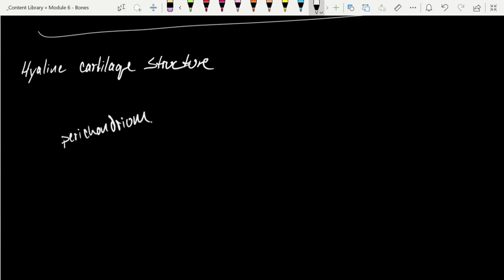Interesting that the perichondrium is absent in articular cartilage, like we were showing on the knee, but it will be present in the hyaline cartilage that we would see in the airways surrounding the bronchioles, for example. And this is going to consist of a fibrous layer and a chondrogenic layer.